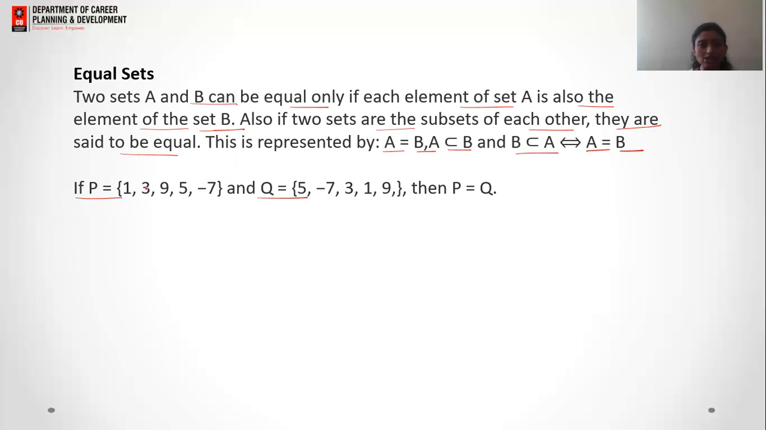If two sets have the same number of elements as well as the same elements, then they are known as equal sets. Here you can see there are two sets P and Q. In set P, the elements are 1, 3, 9, 5 and -7. In total 5 elements are there. And in set Q, 5, -7, 3, 1 and 9. Again 5 elements are there, and all the elements are the same. Elements of set P are also elements of set Q. It means P equals Q. These are known as equal sets. If two sets have the same cardinality as well as the same elements, they are known as equal sets.